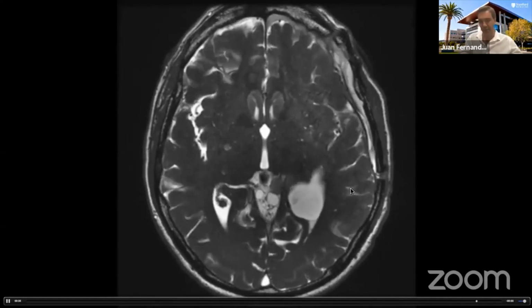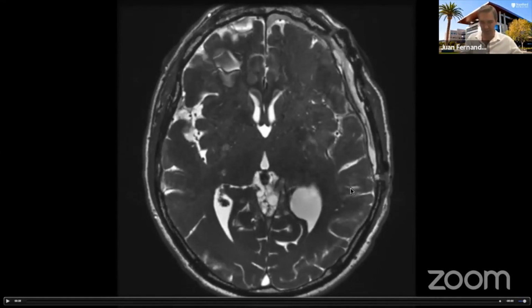And I actually disagreed. I talked to the patient, and I think it's better to do a resection of this tumor. It's a low grade, and it's better to resect it completely, so instead of doing radiation.